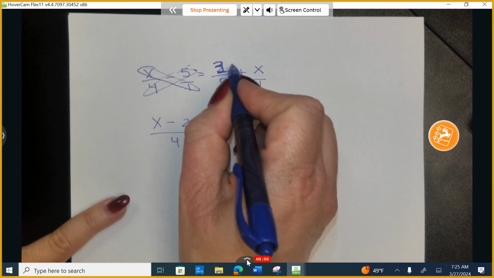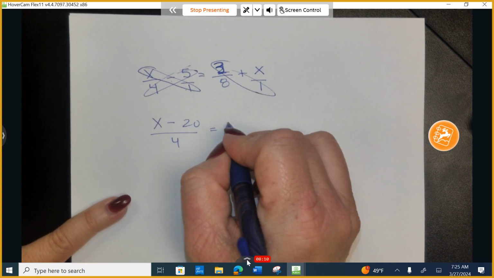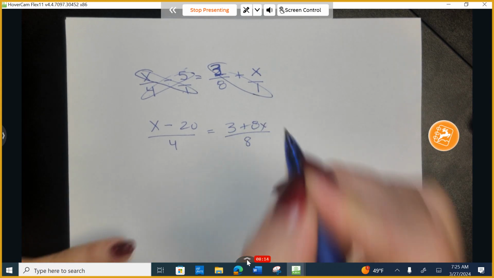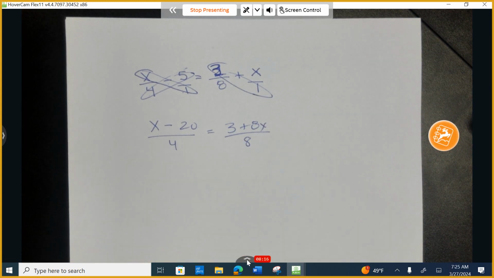Let's do the same thing on the right-hand side. 3 times 1 is 3. x times 8 is 8x all over 8. There could be more than one way to do this right now. How many of you would try cross multiplying right now? Cross multiplying. Nothing wrong with that.